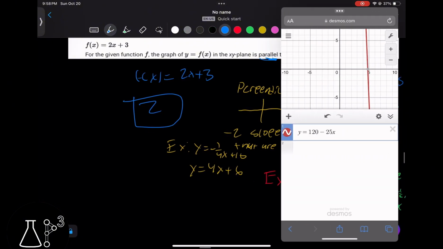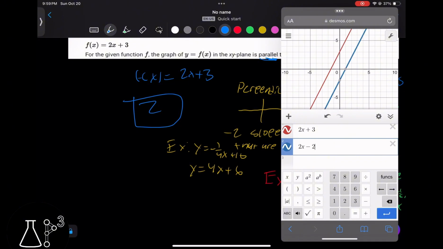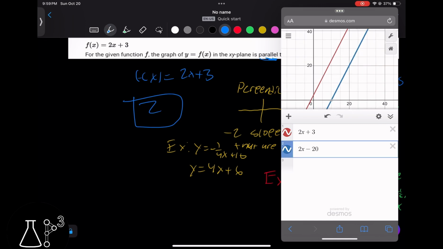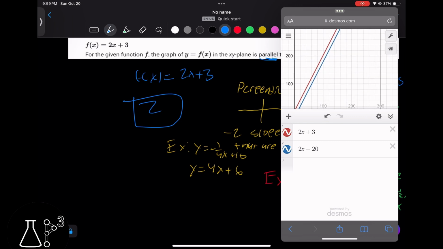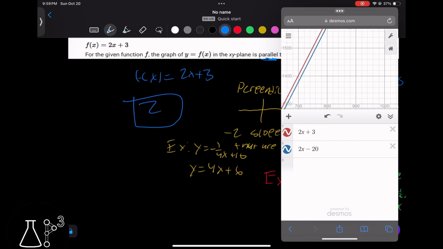If I were to plug in, let me erase this, 2x plus 3, and I plug in a second equation, let's say, for example, 2x minus 20. You see, they're both parallel lines because they never intersect at whatever point. Let me zoom out even more. You see, they never intersect. They always go up and down at the same rate. Therefore, the slope is 2 for it to never intersect.